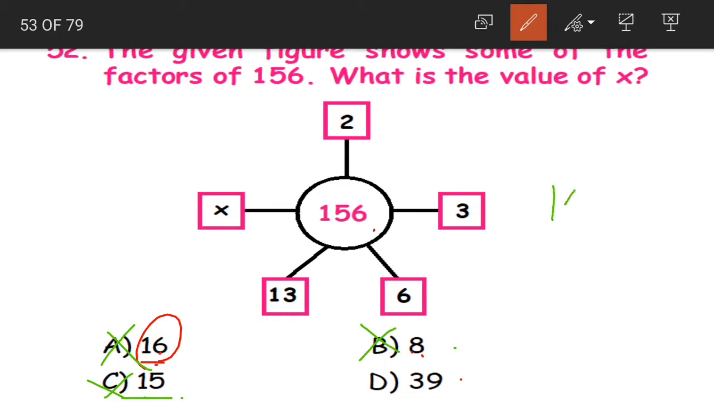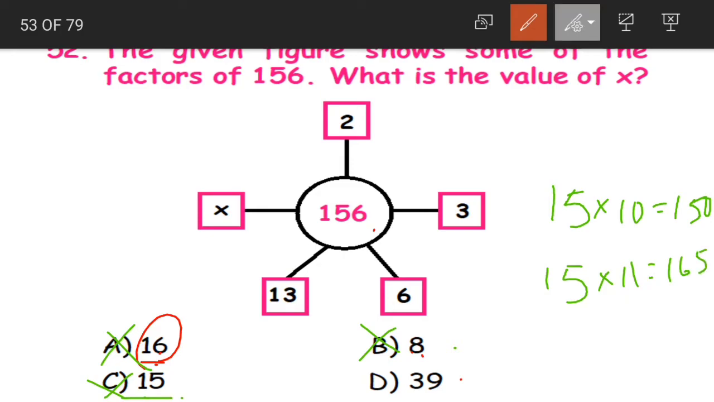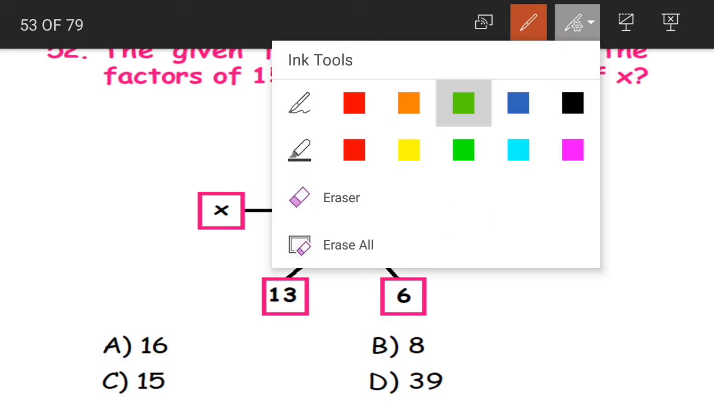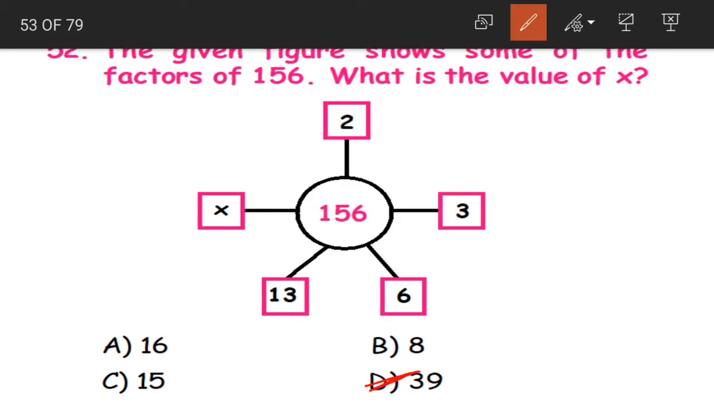Why? Because see, we have 15 10s are 150. Yes or no? And then we have 15 11s are 165. There is no 156 in this table. Coming to the last one, option D, 39 will be our answer. Even without checking, we can say that 39 is the factor of 156.